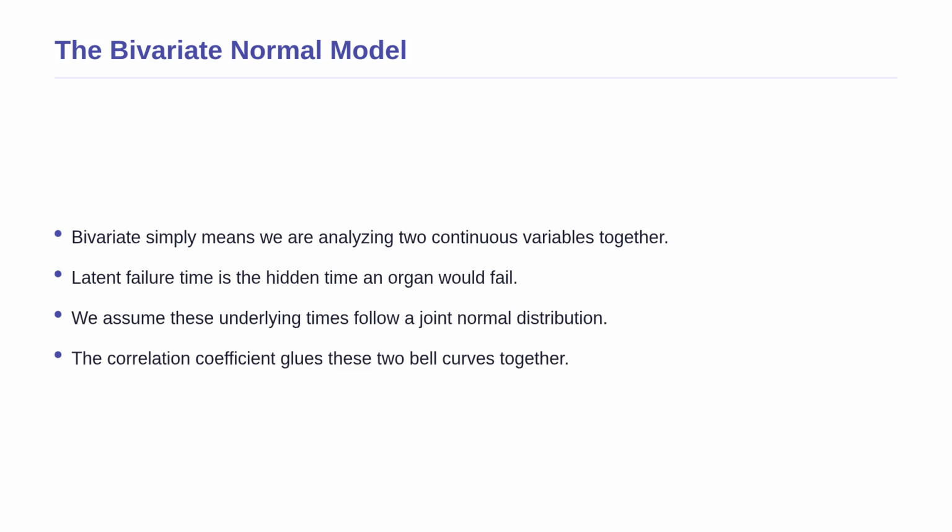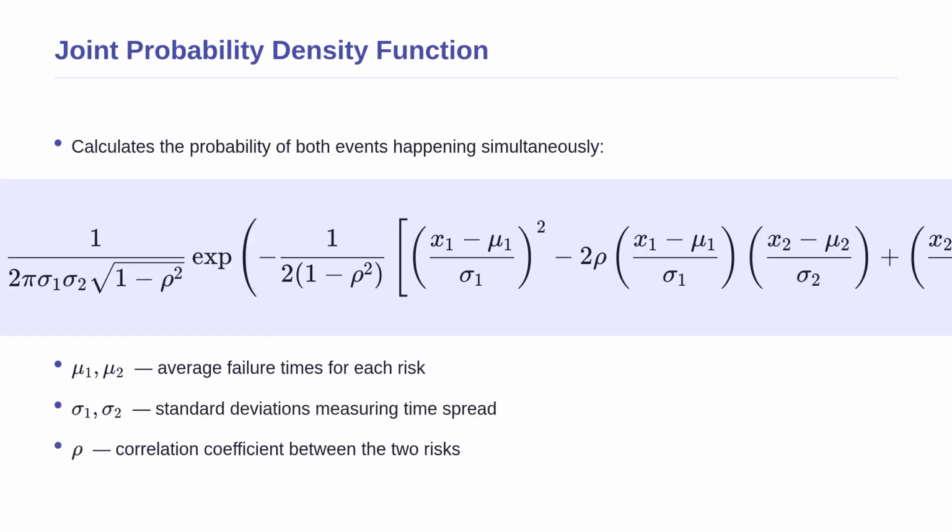Now that we understand what dependent risk is, how do we model it? The most powerful tool for linking two continuous variables is the bivariate normal dependent risk model. We assume the underlying times until failure for two different risks follow a joint normal distribution. We call these underlying times latent failure times. It is just a technical way of saying the hidden time an organ would fail if nothing else killed the patient first. The glue holding these two bell curves together is the correlation coefficient, which measures the strength and direction of their relationship.